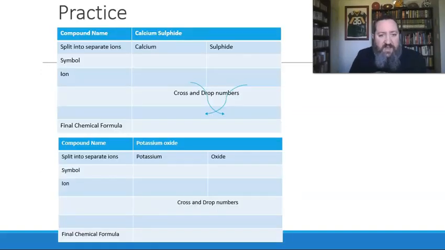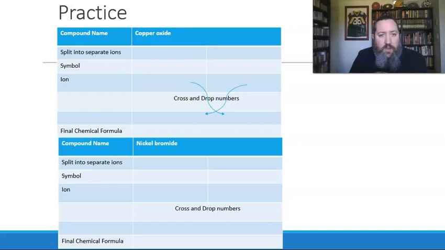The next few slides have a couple of practices for you. You can have a go at some of those. Once you work out your ions, it should be a pretty easy process. So there's a few opportunities for practice there.